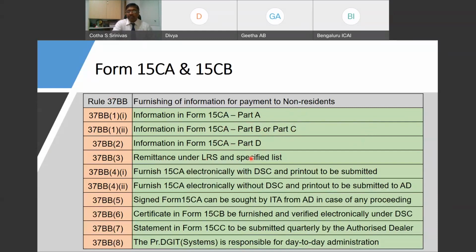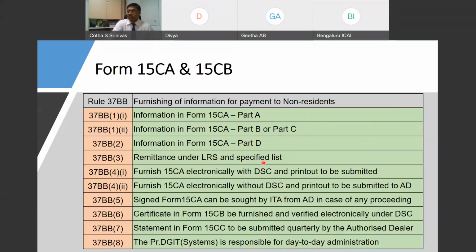Then remittance under LRS and specifications, that I have already explained. LRS means the Liberalized Remittance Scheme, where a person can withdraw or transfer up to $250,000 US, converted into Indian rupees at whatever the conversion rate. That much amount in a particular financial year, a resident can remit outside India under the Liberalized Remittance Scheme.